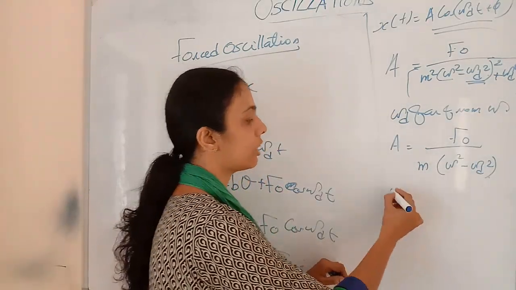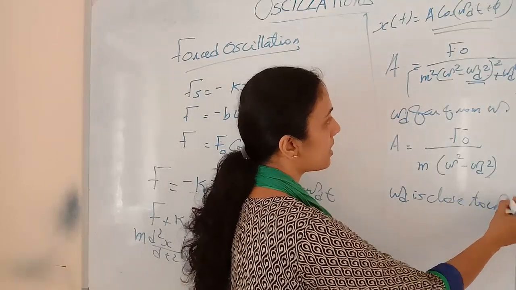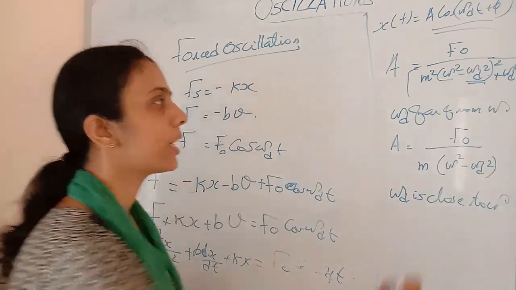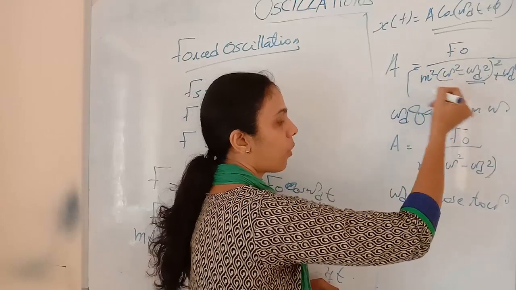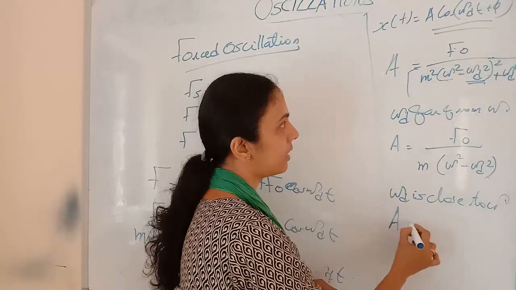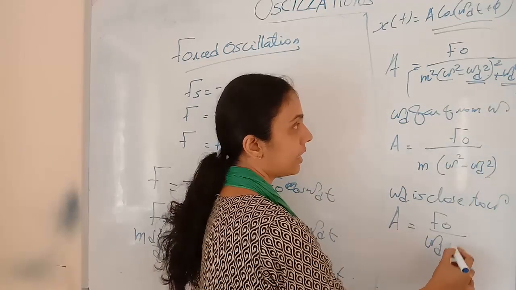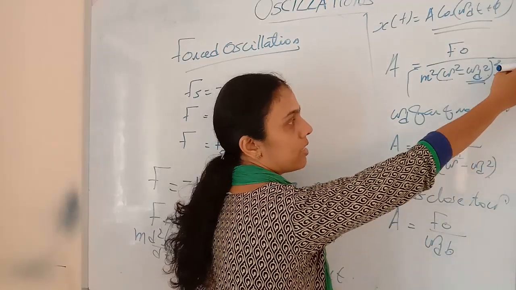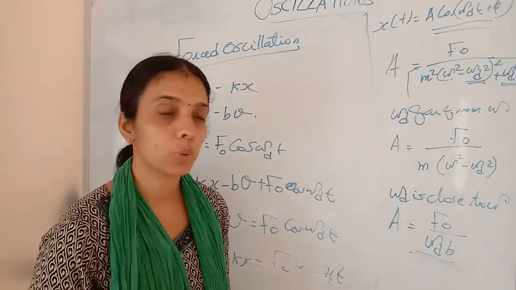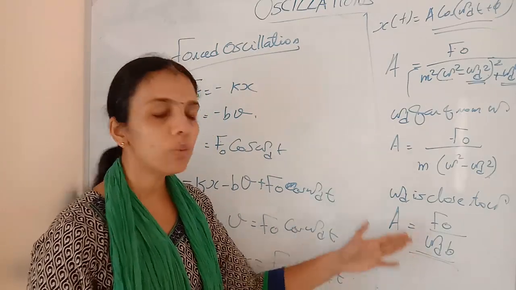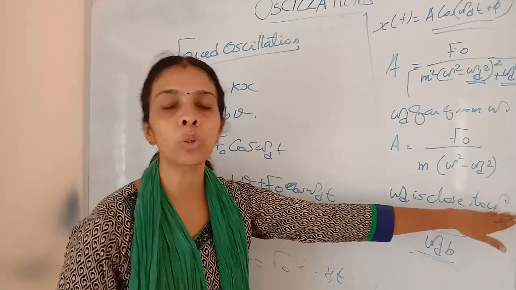But instead, if omega_d is close to omega, what will happen? Omega minus omega_d will be a very small quantity, so we can avoid that term and only the other term will exist: A equals F0 divided by omega_d times b. So we get the maximum amplitude if omega_d is close to omega.